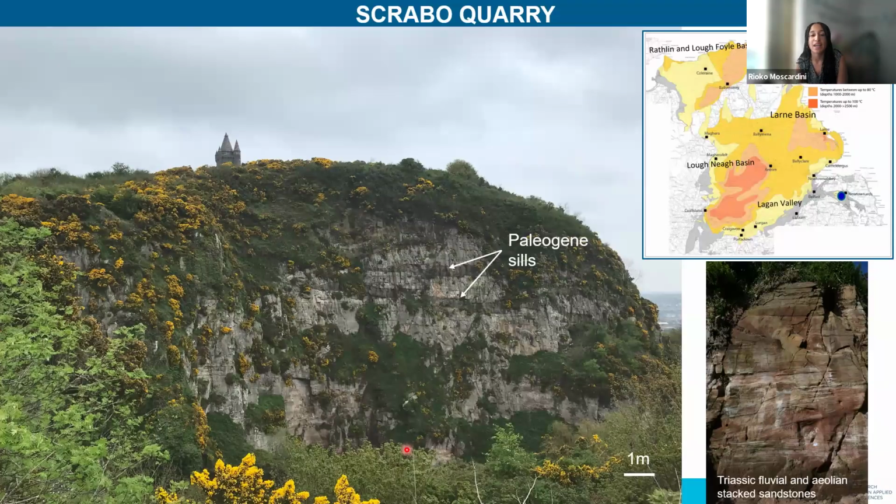Cool. Okay, so now we're going to park the core for now, and I'll show you some of the outcrops. So here is Scrabo Quarry, and this nicely shows the Paleogene sills. You remember I mentioned at the beginning that in Northern Ireland they were affected by the Paleogene volcanism. So these are igneous sills which have intruded the rocks, and it's really nicely shown here.